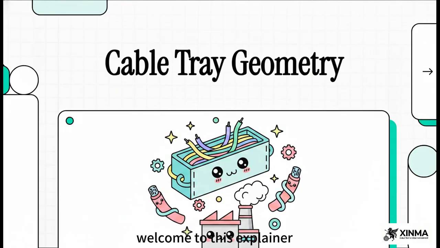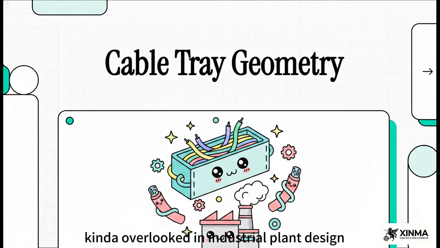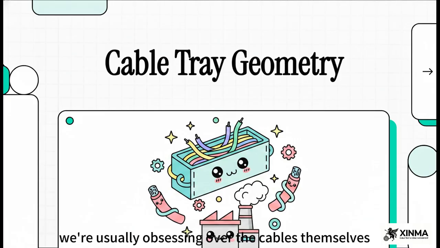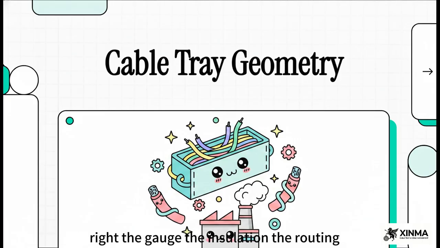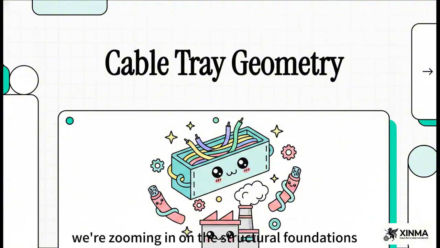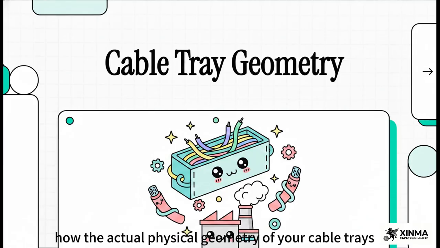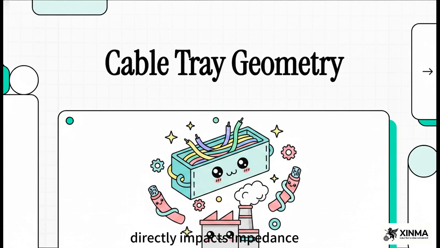Welcome to this explainer. I'm really excited to dive into a topic today that is absolutely fascinating, but honestly, kind of overlooked in industrial plant design. When we think about power distribution, we're usually obsessing over the cables themselves, right? The gauge, the insulation, the routing. But today, we're going to flip that entirely. We're zooming in on the structural foundations holding those cables, specifically how the actual physical geometry of your cable trays directly impacts ampacity. Let's get right into it.